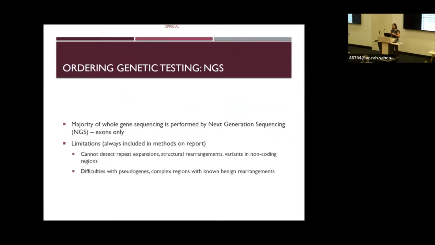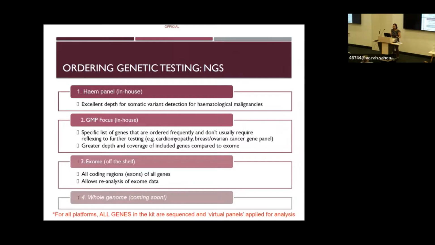If it's a genetically complex region, we have a bit of trouble with NGS in those areas as well, and we will say which genes we have trouble with if that's the case. In terms of the different platforms that we have at Assay Pathology, we've got 3 different platforms for NGS.